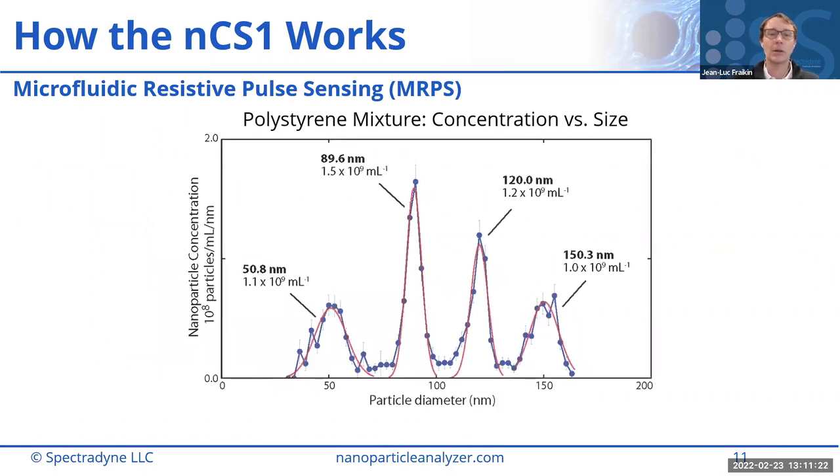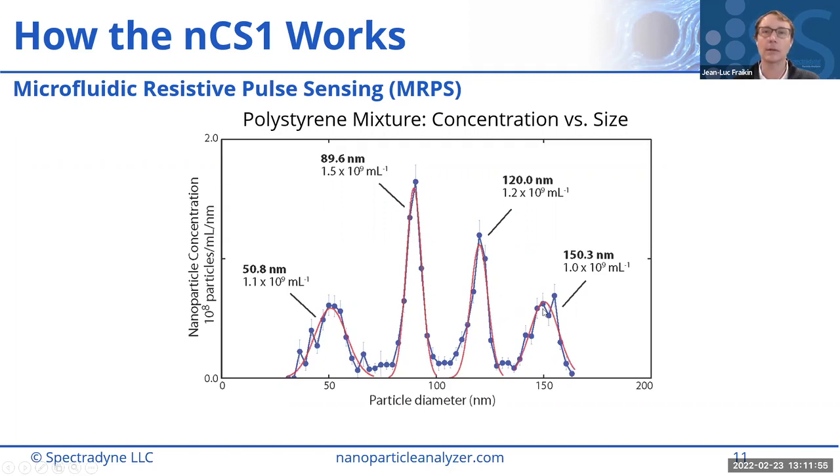And that's what this is showing you here, the final product of the analysis of this data, which happens essentially in real time while you're measuring. This plot is showing nanoparticle concentration on the y-axis and particle diameter on the x-axis. And you can see those 4 populations are readily resolved. This sample was a mixture of polystyrene beads, 50, 90, 120, and 150 nanometers in diameter.